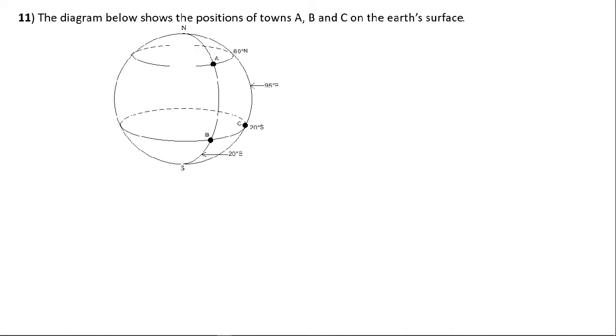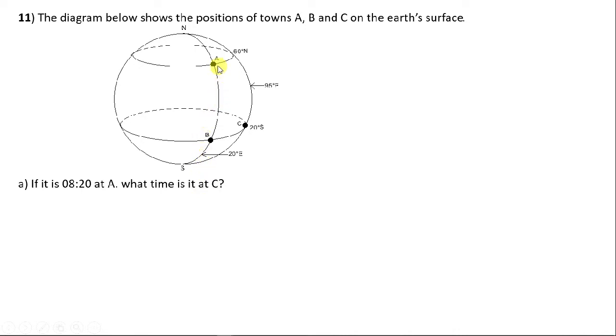Question 11 is saying the diagram below shows the positions of towns A, B, and C on the Earth's surface. If it is 0820 at A, what time is it at C?